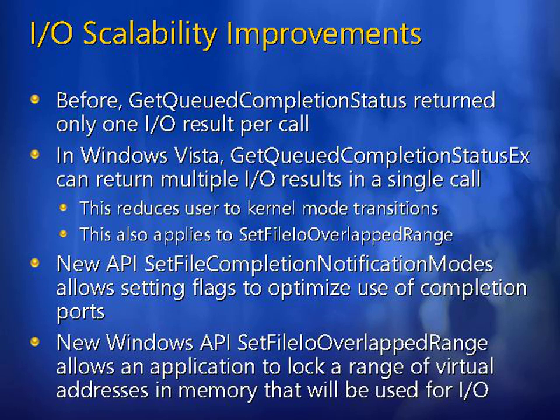There's also a number of other APIs in this area that allow you to specify different kinds of behaviors for asynchronous I/O. For example, if you don't want a completion status for I/Os that don't end up completing successfully. And these APIs are SetFileCompletionNotificationModes and SetFileIoOverlappedRange.